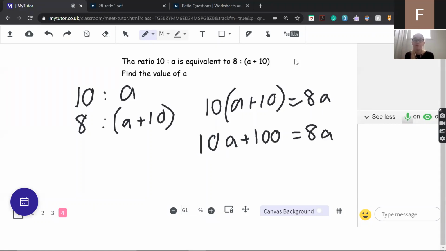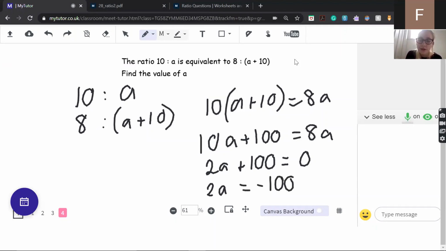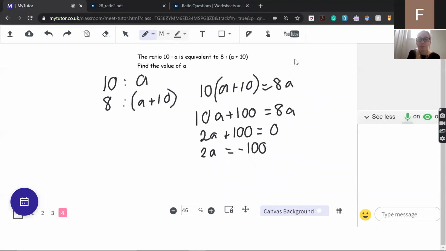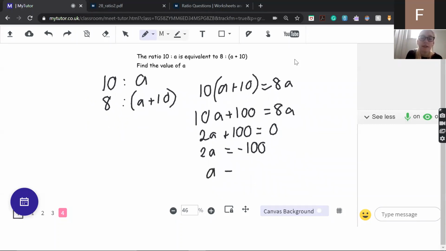Then I'm going to move my a to this side, so subtracting 8a from both sides gives us 2a plus 100 equals 0. Take the 100 over to the other side. 2a equals minus 100, and then divide by 2 to get a is equal to minus 50. So if you were confused about any of the algebra there, maybe have a check back at my previous algebra videos, but hopefully that makes sense.